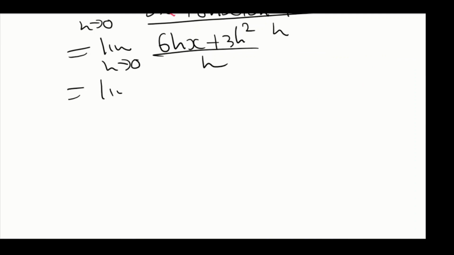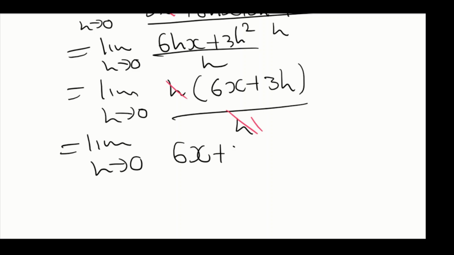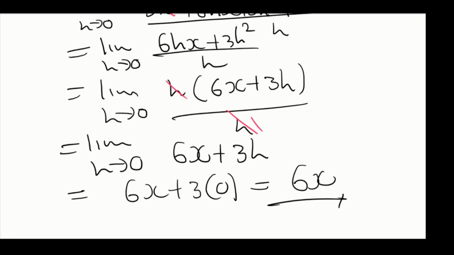So the limit when h approaches 0 is equal to, we're going to factorize the h, so we'll be left with 6x plus 3h over h. Therefore the h divides out. We are left with the limit when h approaches 0 of 6x plus 3h. So we're going to substitute this h as 0, so it's going to be 6x plus 3 into 0. We'll be left with 6x. So this is the final answer of your derivative using first principles.